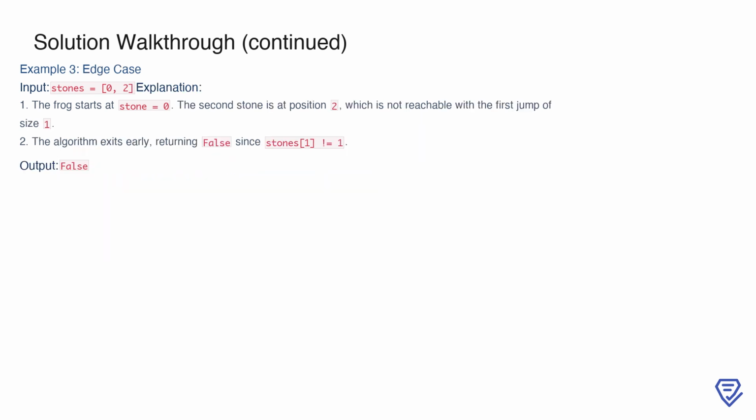Finally, let's analyze an edge case where the input stones array is 0, 2. The frog starts at stone 0, and the second stone is at position 2. For the frog to reach stone 2, it would need to make an initial jump of size 2. However, the first jump is always limited to a size of 1, so the second stone is not reachable. The algorithm detects this immediately and exits early, returning false because stones[1] does not equal 1. This highlights a scenario where the frog is unable to even begin its journey, making the output false.